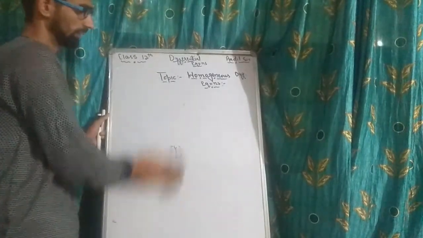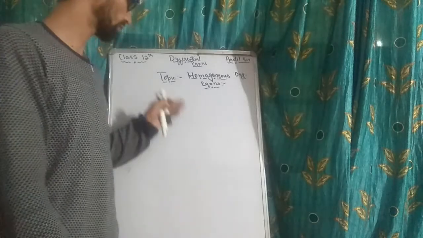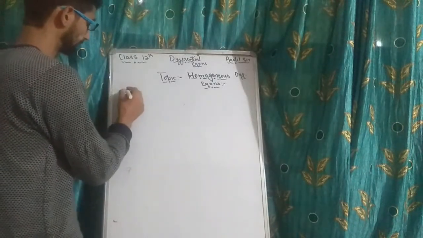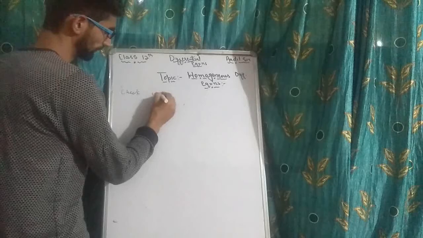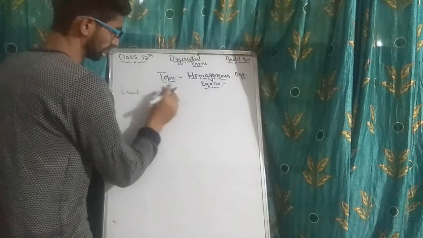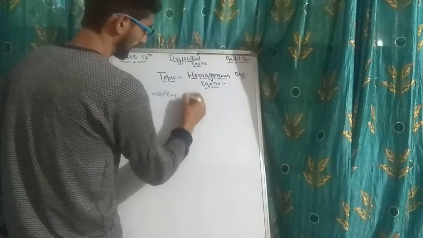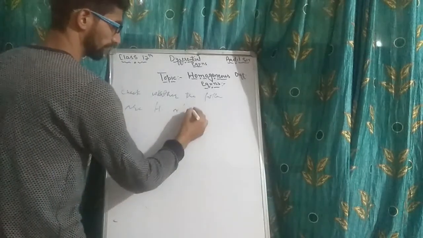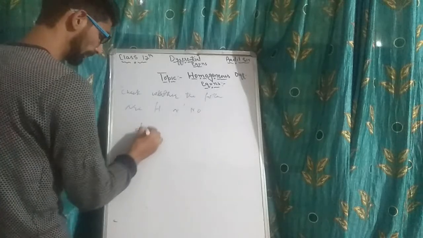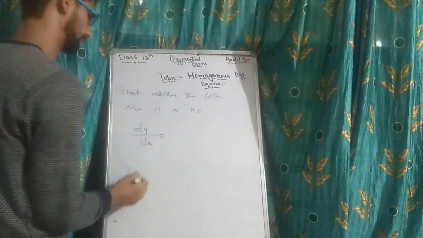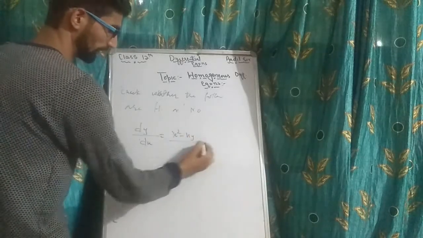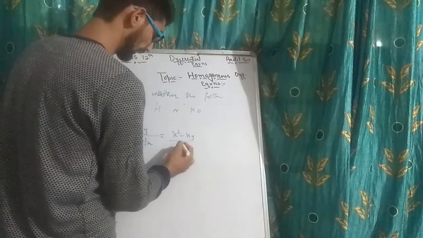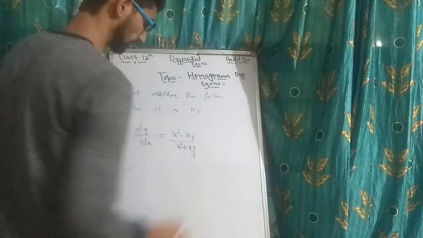And tomorrow we will get the method that will help us find the solution of those equations which are homogeneous. So you write down the first example. Check whether the following are homogeneous or not. First one, dy divided by dx equals x square minus xy divided by x square plus xy.